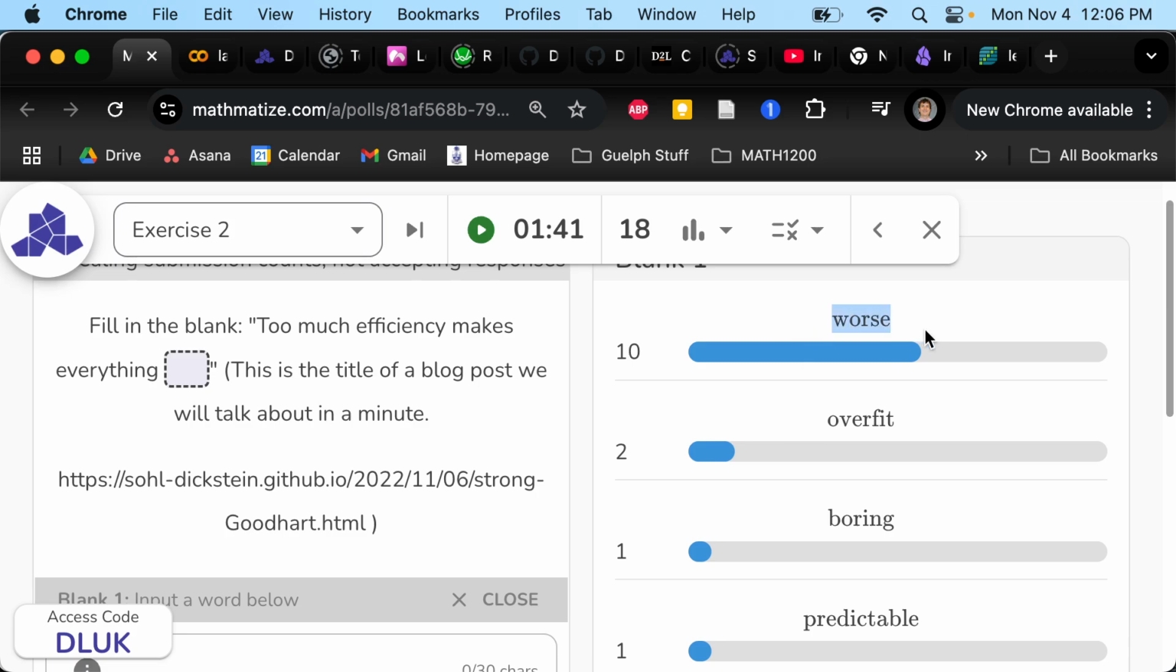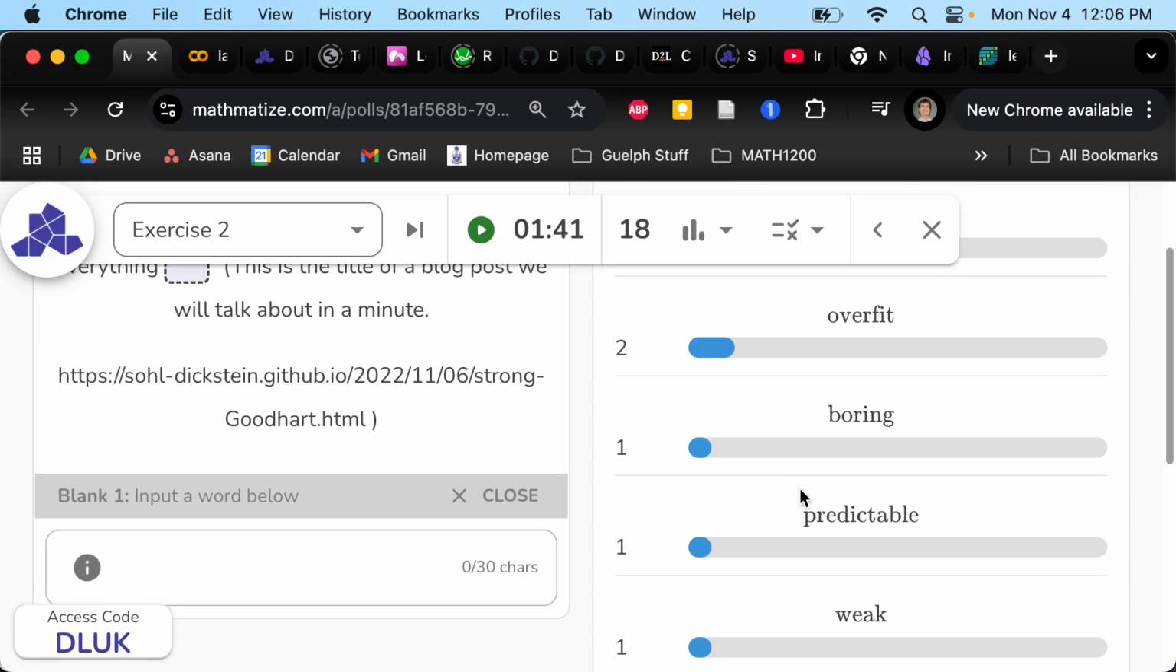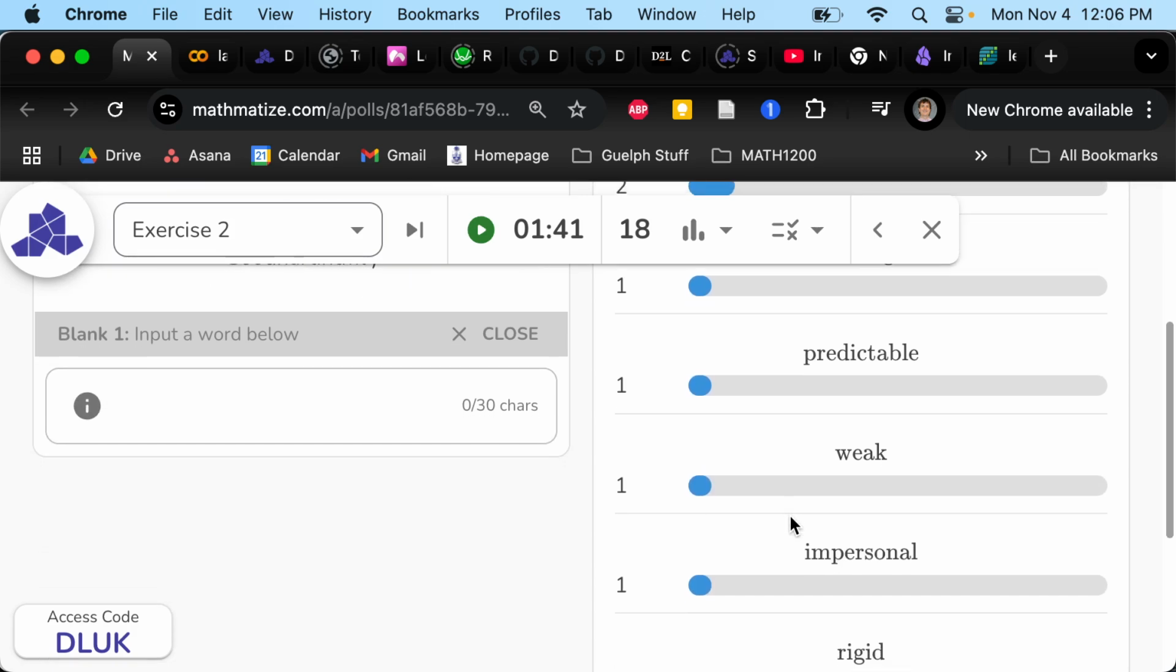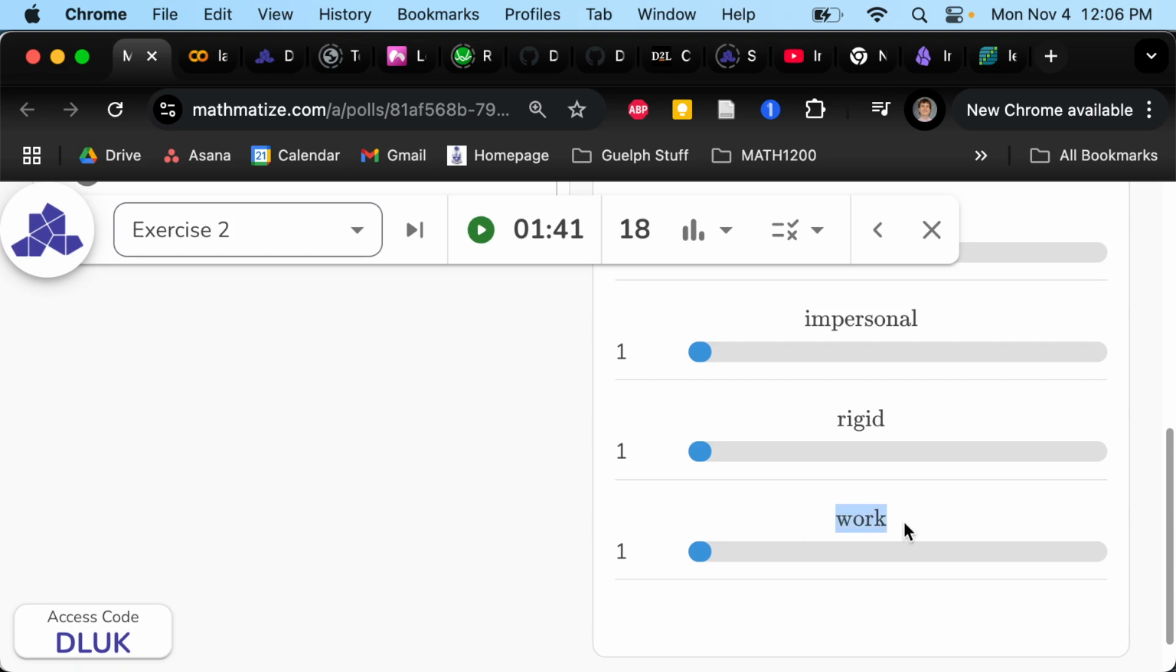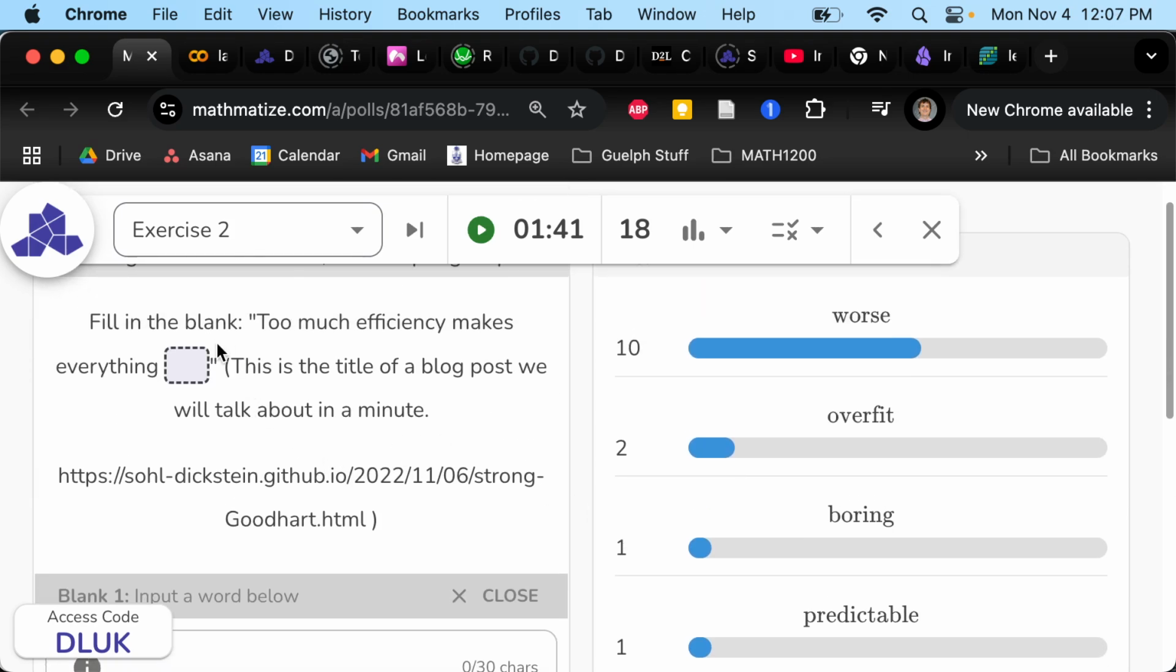This is the title of the blog post. So you guys know what's over here: predictable, weak, impersonal, rigid. It makes everything worse. I think it's very surprising that the fill in the blank is a negative. Efficiency is good. Of course, I guess it's too much efficiency. But the surprising thing is that sometimes worse is better, which is very weird. And you have to know exactly what you're talking about. Otherwise, you're just a crazy person saying that worse is better.